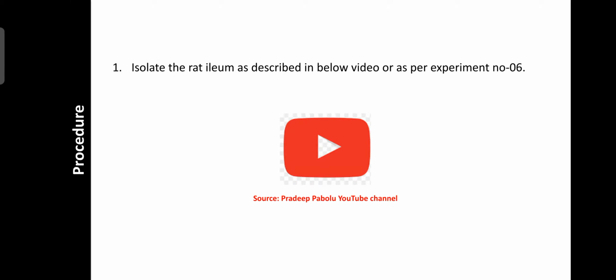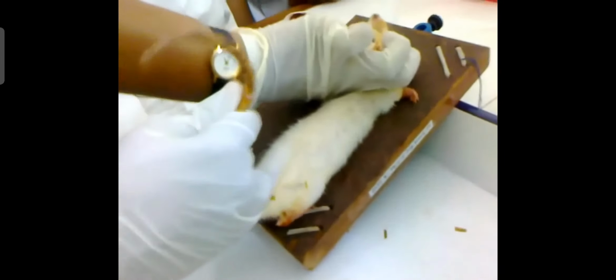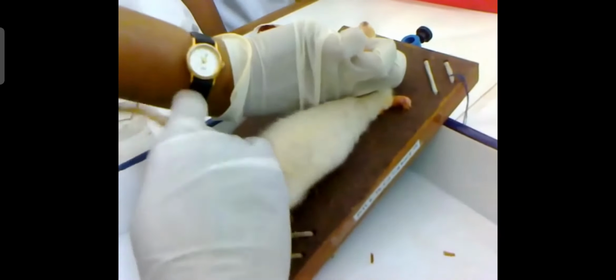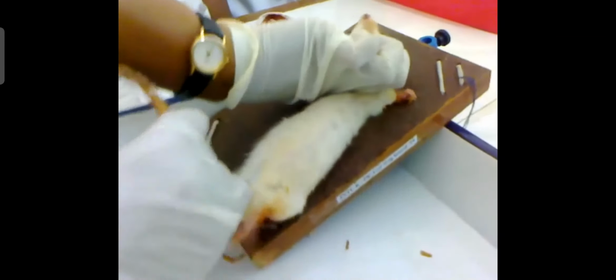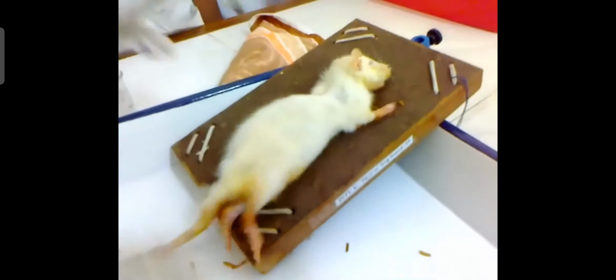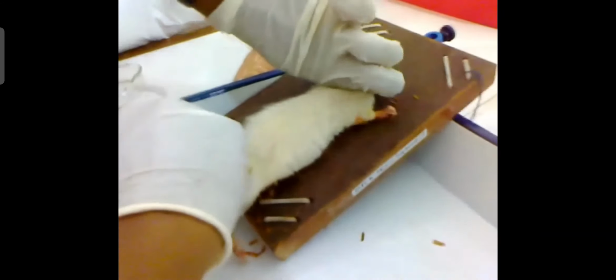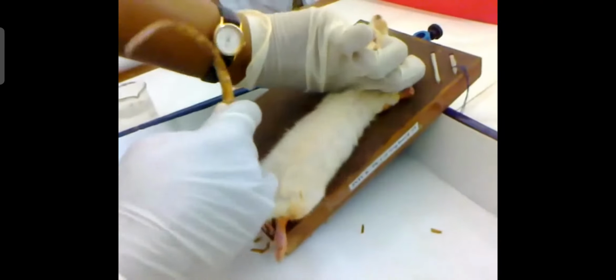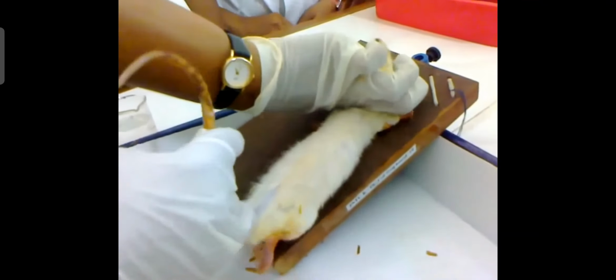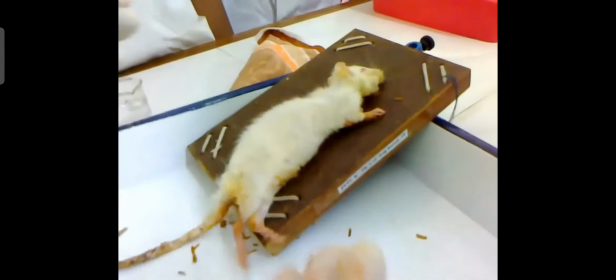Isolate the rat ileum as described in the video below, as per experiment number 6. So dear students, put one hand on the rat's head, hold the tail with the other, and pull the tail down. It causes dislocation of the spinal cord. Due to dislocation of the spinal cord, the rat is anesthetized. You can see in the video.